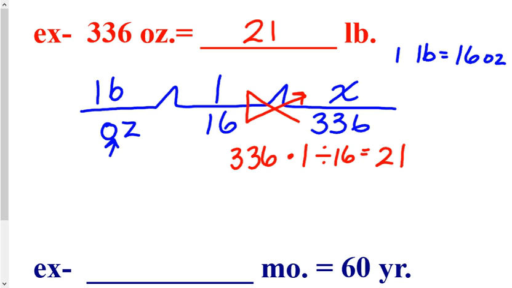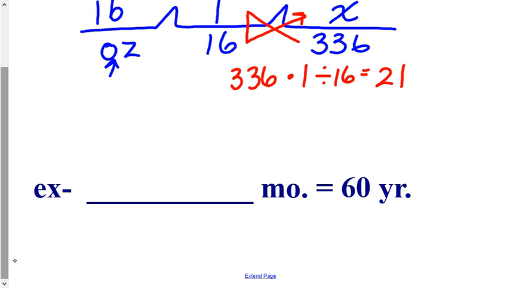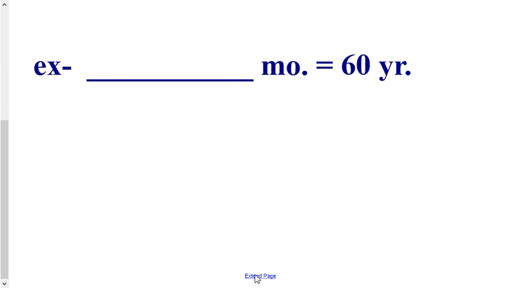All right, take a moment and try this last one on your own. And when you think you have got it, then go ahead and pause while you're working. And when you think you've got it, hit play and see if you were correct.